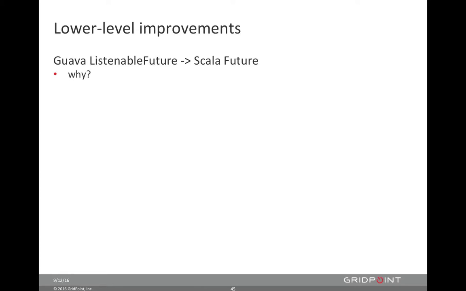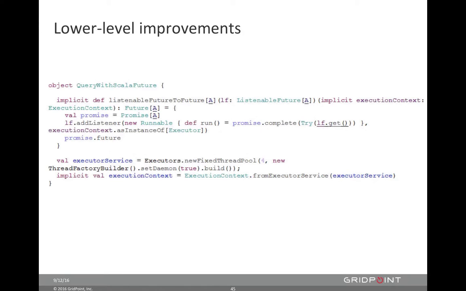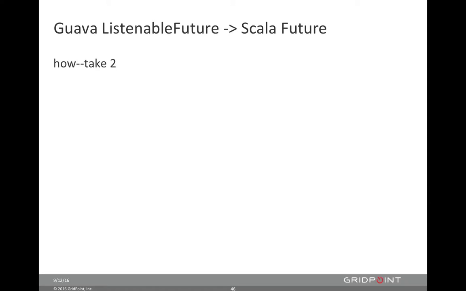Next, you might want to take a Guava listenable future and convert it to a Scala future. Why? Well, if you want to work in idiomatic Scala outside of Spark. And how? This snippet of code is adapted from the Akka Persistence Cassandra project, which is another higher level abstraction around the DataStax Java driver.